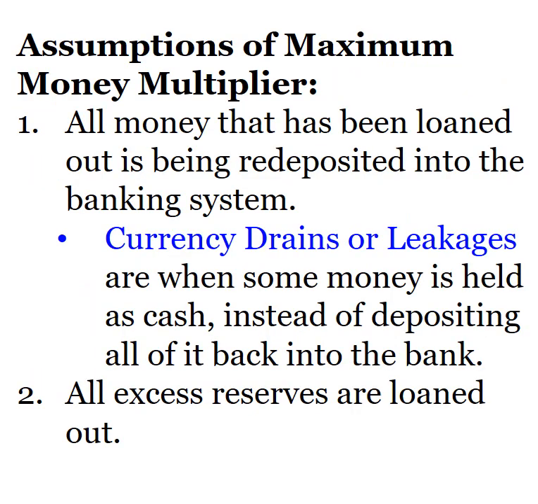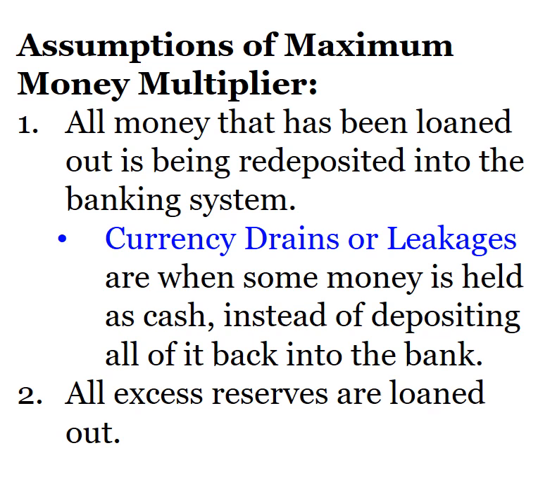The equations that we have been practicing, the money multiplier, the effect on new deposits, and the effect on money supply, all of those are assuming the maximum money multiplier effect. And so there's certain things that have to be true for this assumption to be true. First of all, the money that has been loaned out has to be redeposited.